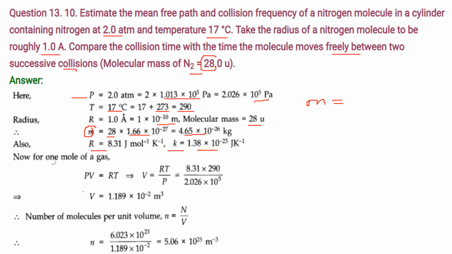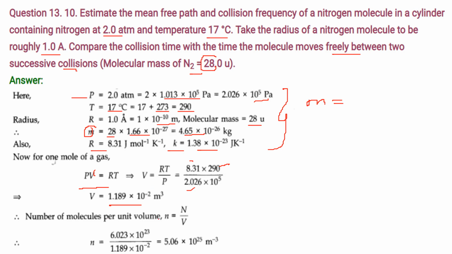We just use PV equal to RT. You want to find out the V, right? You want to find out the V. So V can be computed by taking V on one side, others on the right hand side. These all values are known to us as given here. You can find out the V as 1.189 into 10 to the power minus 2.